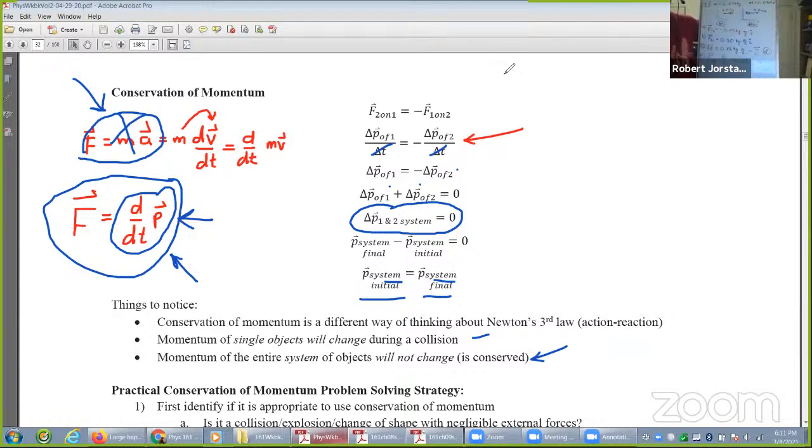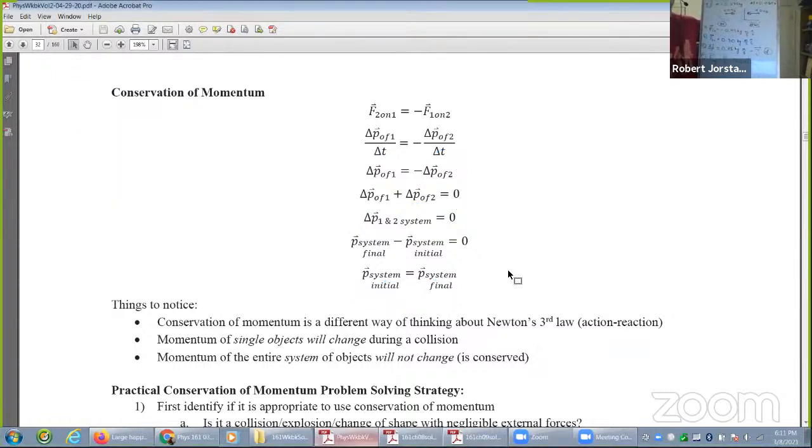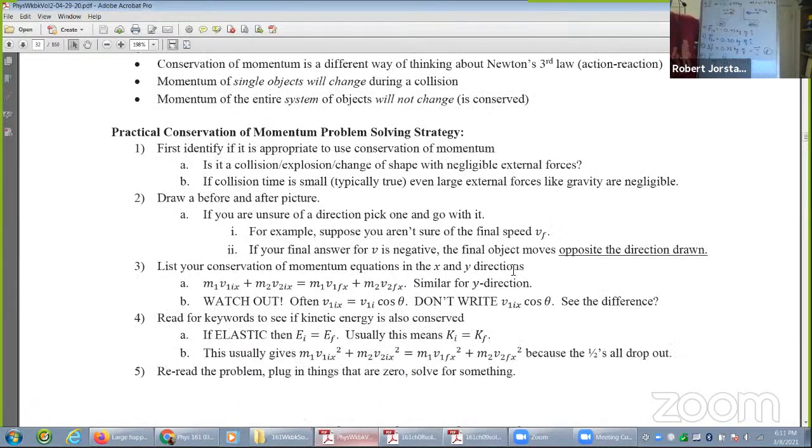Now, if we want to use this result, how do we use that? Whoa, this is a lot of words. First, we're going to look at a problem. Is it okay to use conservation of momentum? What do I mean by that? Are the external forces negligible?